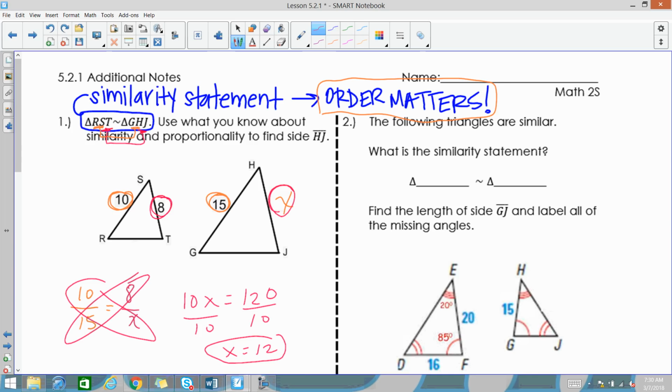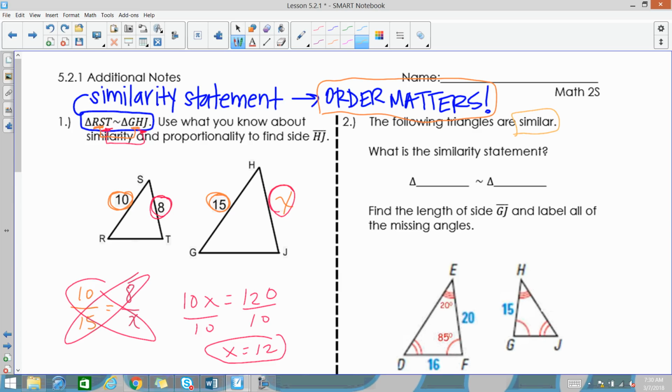Now, the similarity statement will also tell you what angles are in fact congruent. All right. Now notice angles aren't on here, but I could put angles on there if I wanted to, but I didn't need to. In number 2, it tells you, hey, the following triangles are similar. Great. But unlike the last problem, it doesn't give us a similarity statement. I want you to create that. All right. I want you to create the similarity statement.